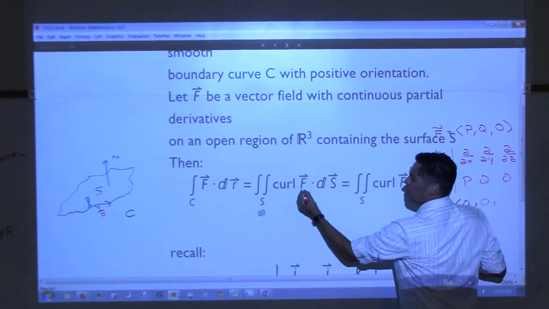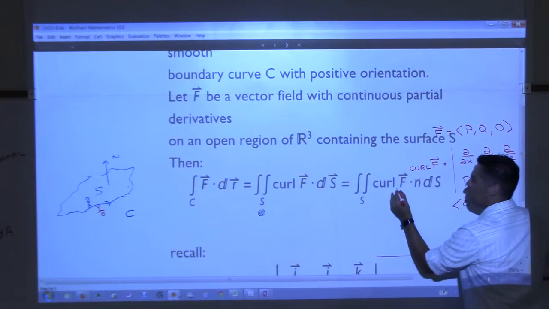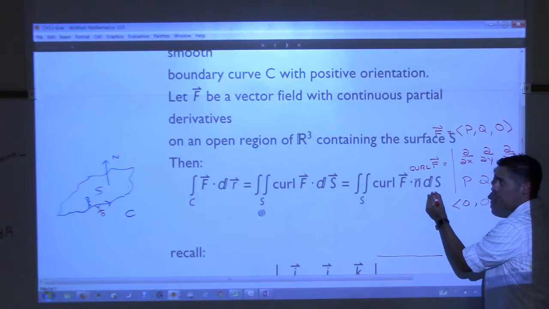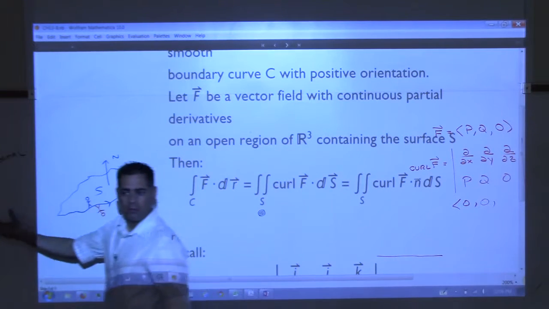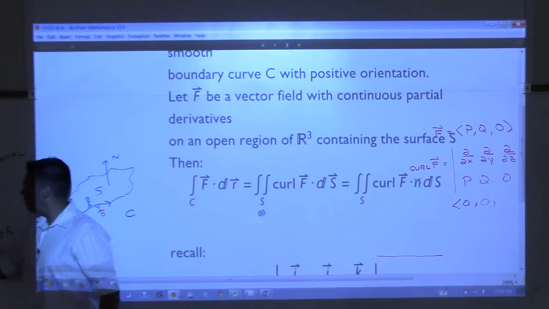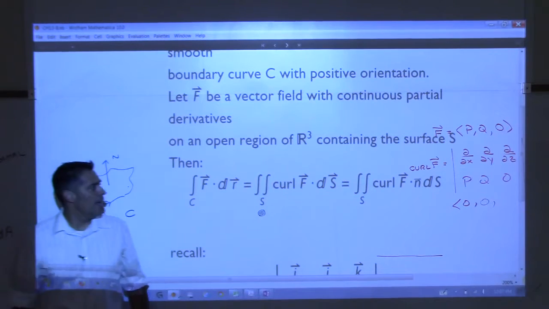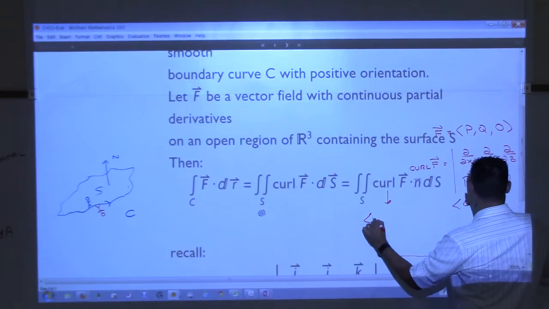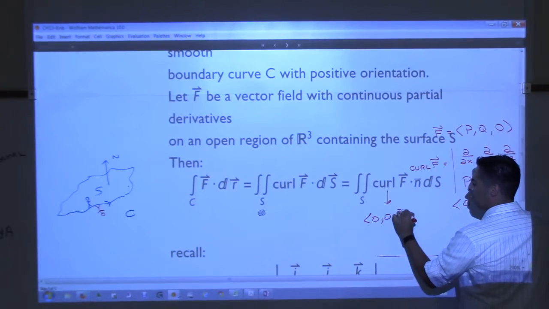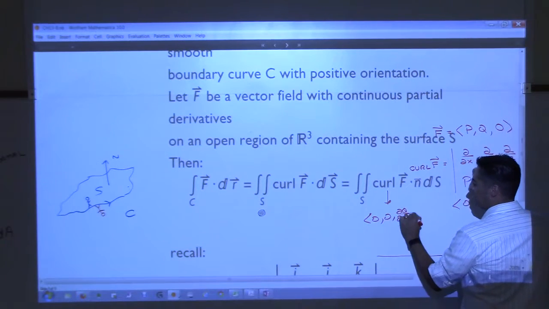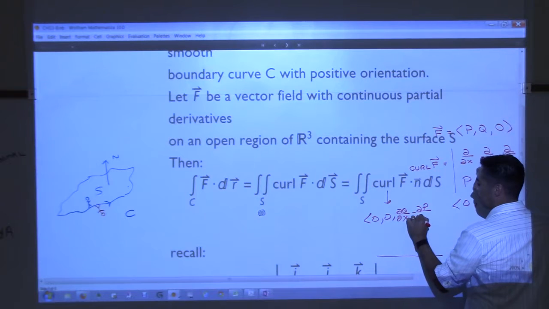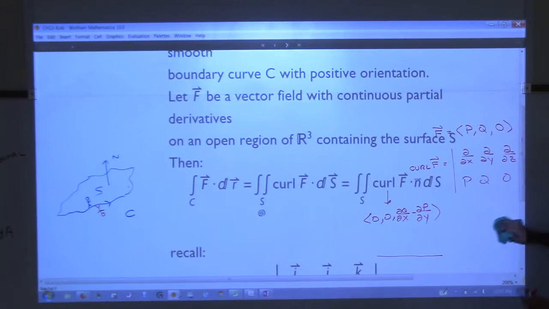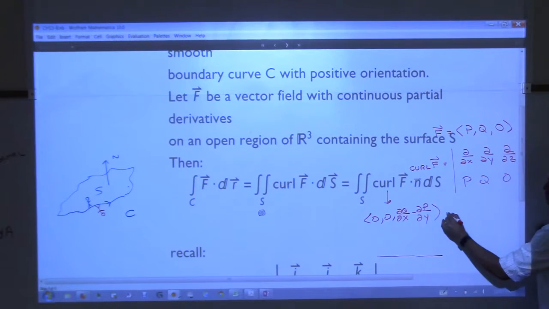And according to the formula, instead of doing curl of F dot dS, I could do curl of F dot n dS, right? Because that's just this formula, isn't it? With curl F in here instead. And if I do this formula instead, what did we say the curl was? 0, 0, and then partial Q with respect to x minus partial P with respect to y. Yeah? I know I'm working through this quick. I wasn't even going to mention this, but I want to now.